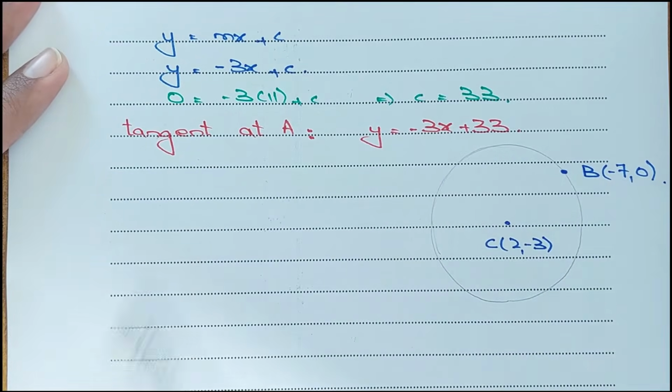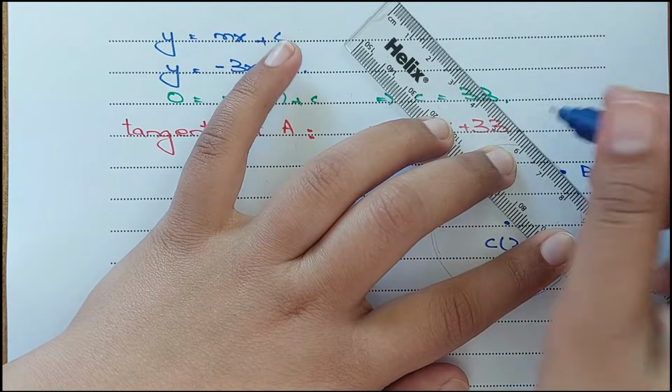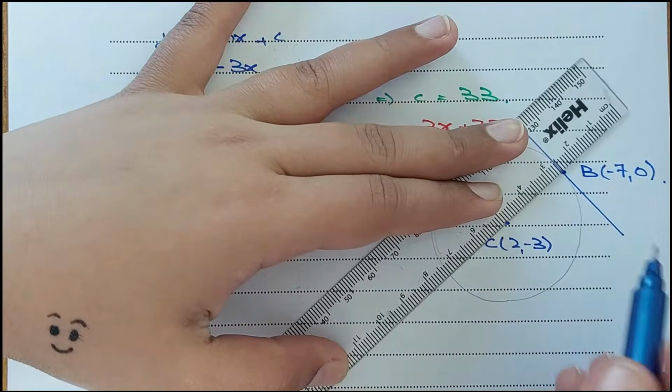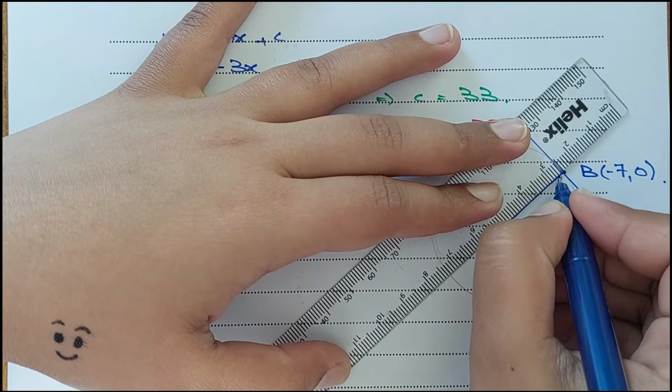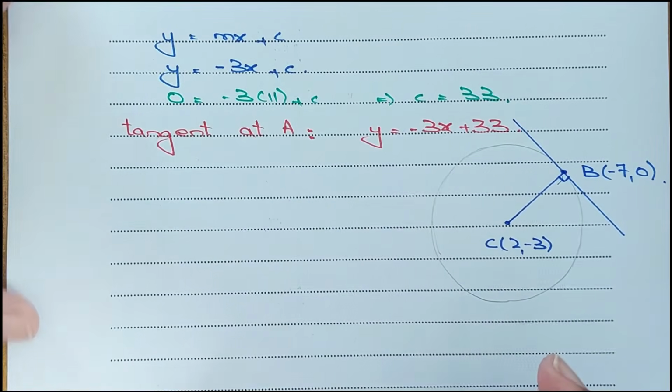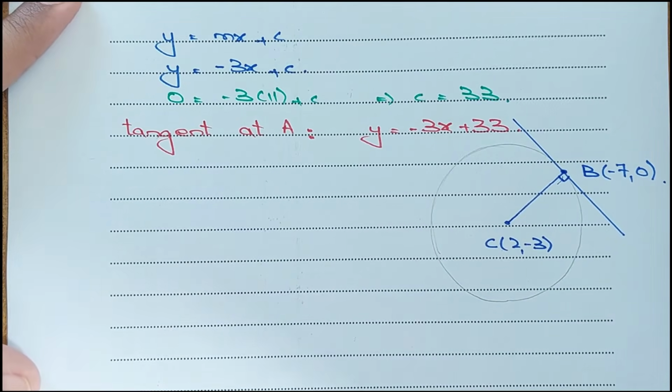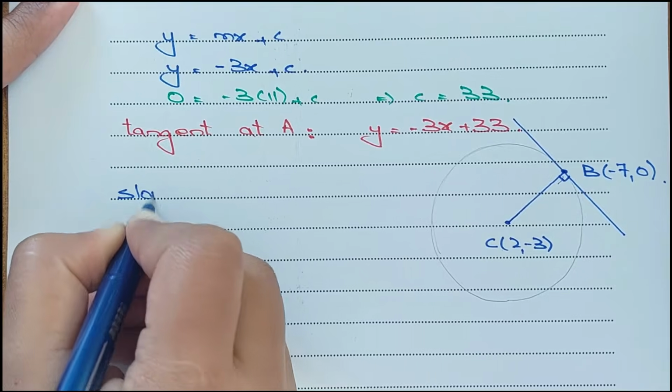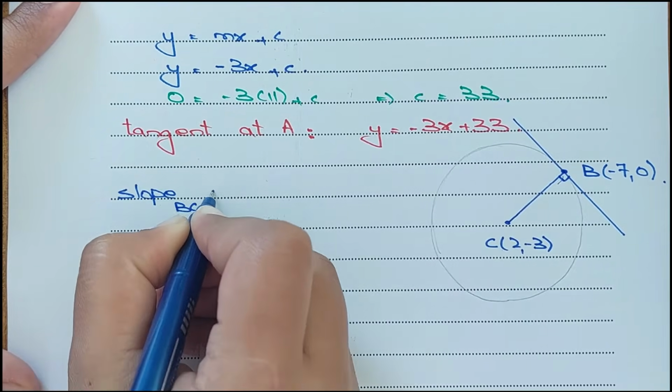We need to find the equation of tangent to the circle at point B. This equation we have to find, and we know that the tangent is perpendicular. Equation of tangent is perpendicular to the radius or diameter of a circle. So same steps, we need to find the slope of BC.